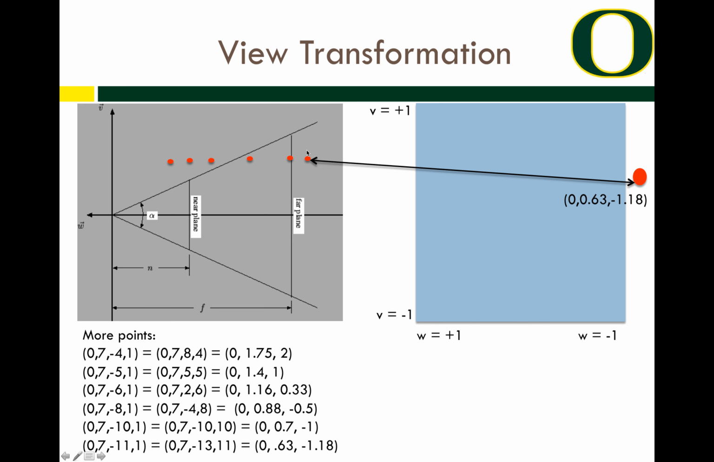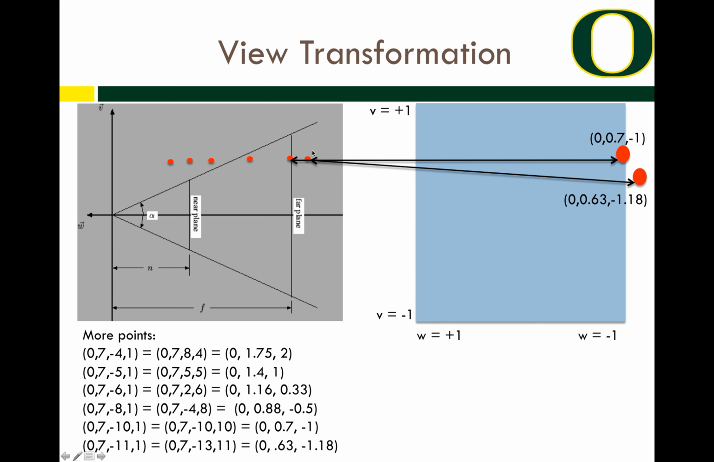For minus 11, this gets mapped to 0.63, minus 1.18, so it gets mapped to a value that's less than w equals minus 1, and so it's past the far plane. This is exactly why in Project 1D we treated z equals minus 1 as the minimum value we want to put in the z buffer, because anything mapped past the far plane is going to get a w value smaller than minus 1.